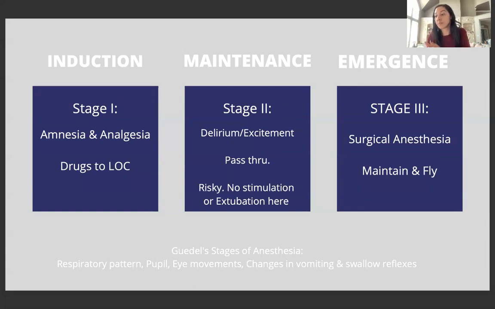And then where we want them to be is the surgical anesthesia stage, which is stage 3. This is where you're maintaining and you are flying this plane of anesthesia. Now there is stage 4. That leads into death. So we want to keep them in stage 3. Maybe we might touch back to stage 2, but we don't want to go into stage 4, because that's when literally their brainstem is toast and not working.